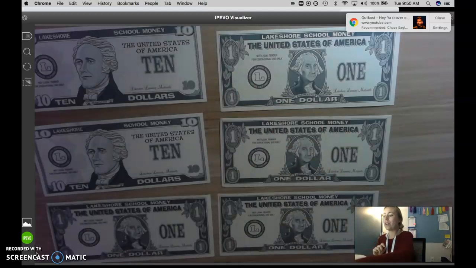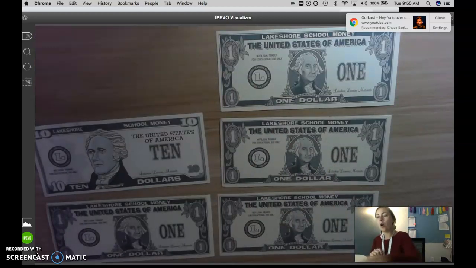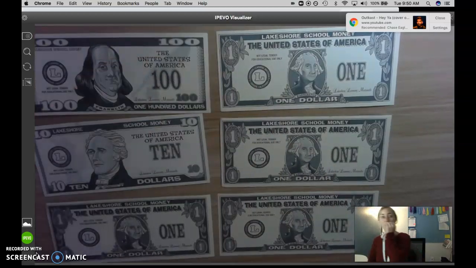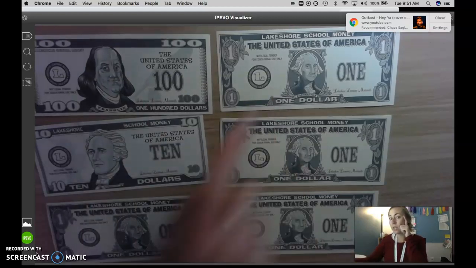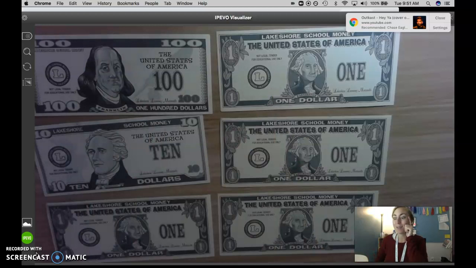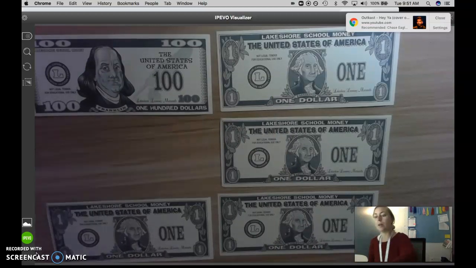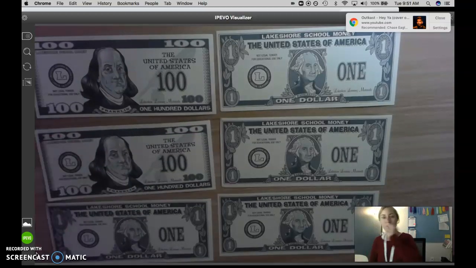What happens if I change one of these $10 bills for a $100 bill? How much money do you have now? Think in your brain. If you said $114, you'd be correct. What if I change this $10 bill to another $100 bill? How much money would you have then? If you said $204, you'd be correct.